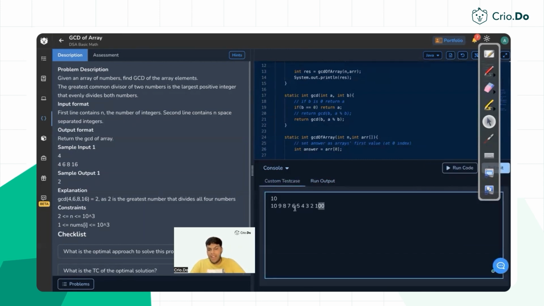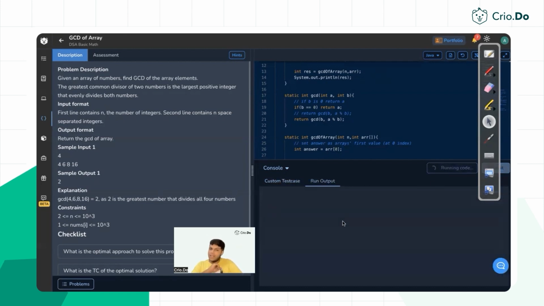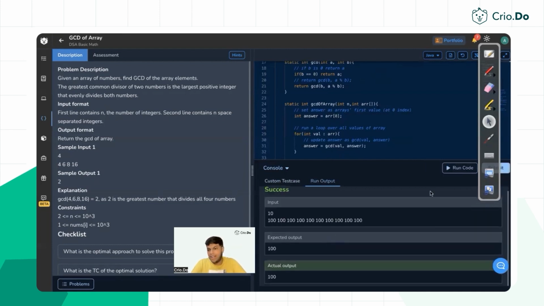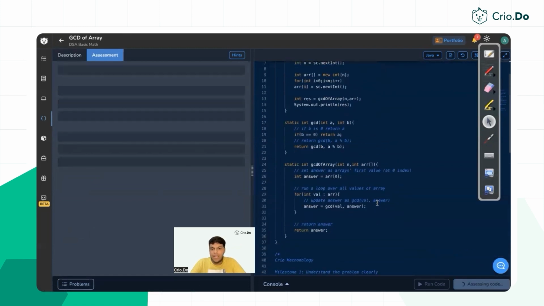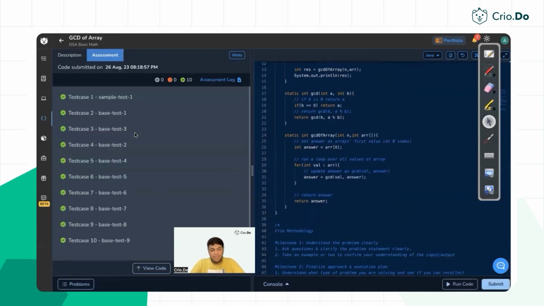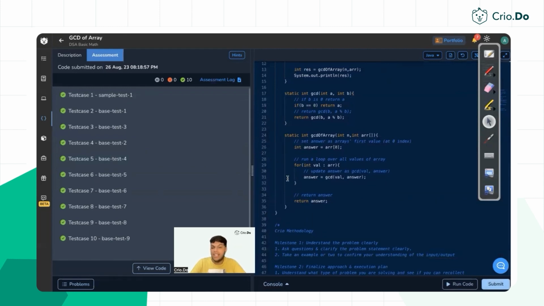Yes. But what will happen if all the numbers are the same, 100, 100, 100, 3, 4, 5, 6, 7, 8, 9, 10? It should now give me 100 only, because the GCD of 100 and 100 will remain 100. Let's see if it is giving me 100 or not. It is taking some time to run and it is giving the correct output. Let's just submit it and see if it is working for all the test cases or not. It is taking some time and it is working for all the test cases.